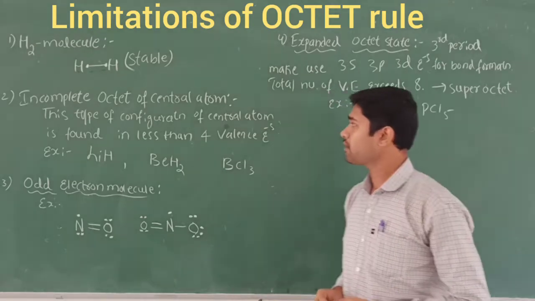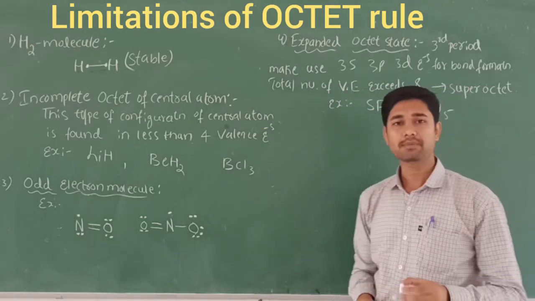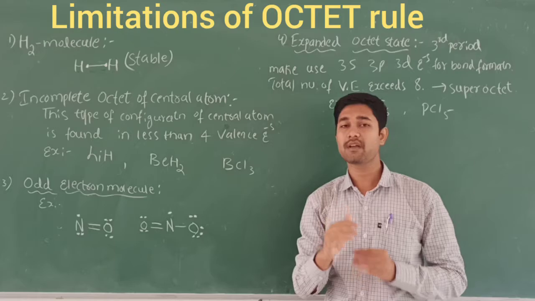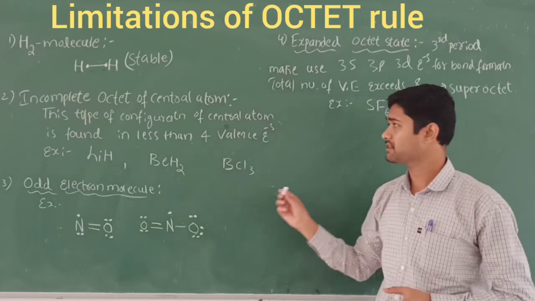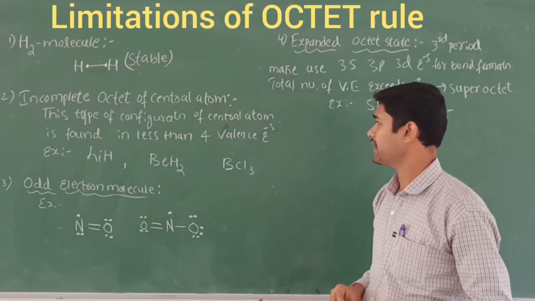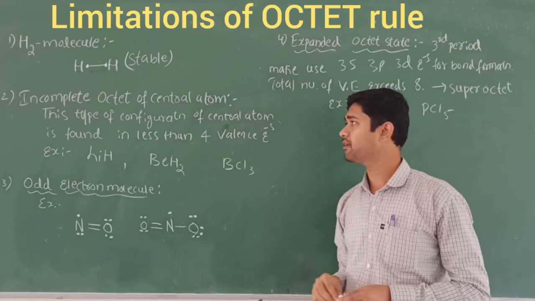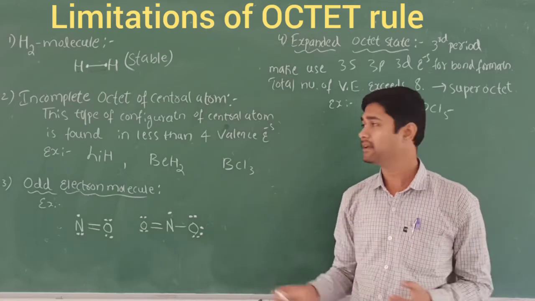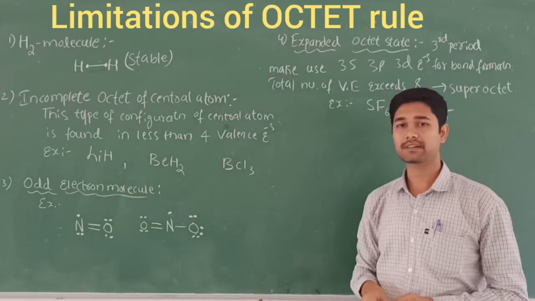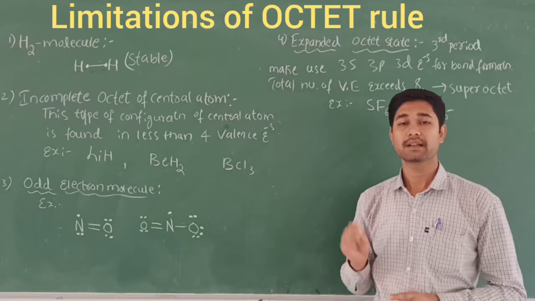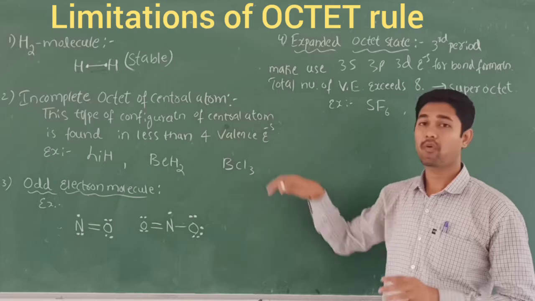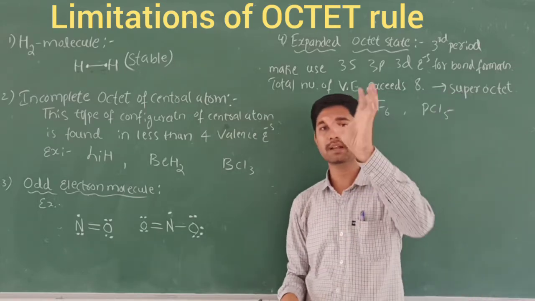Next, the second one: incomplete octet of the central atom. Sometimes some elements in a molecule obey the octet, but the central atom does not obey the octet rule. This type of configuration of the central atom is found with fewer than 4 valence electrons. What are the elements with fewer than 4 valence electrons? Hydrogen, helium, lithium, beryllium, boron. These elements have fewer than 4 valence electrons. Valence electrons are the outside electrons.